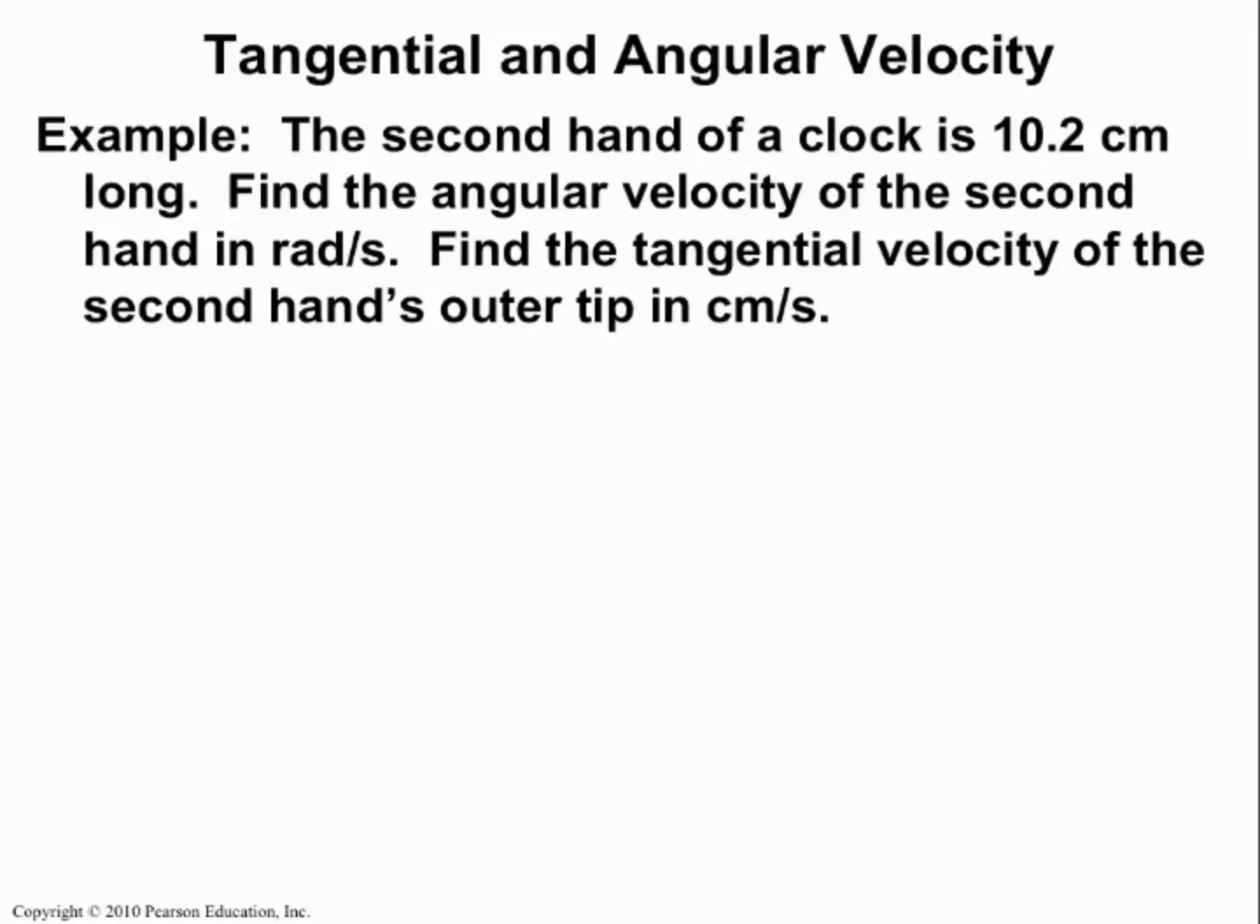All right, tangential and angular velocity. Let's look at this example. The second hand of a clock is 10.2 centimeters long. Now, by second hand, I mean the hand that measures the seconds. I'm not talking about first, second, third. I'm talking about the second hand, the hand that measures the seconds. Find the angular velocity of the second hand in radians per second. Find the tangential velocity of the second hand's outer tip in centimeters per second. All right, so using the formulas that we just learned, especially V_t equals r omega, pause the video, solve this problem on your own, and then resume when you have your answer.